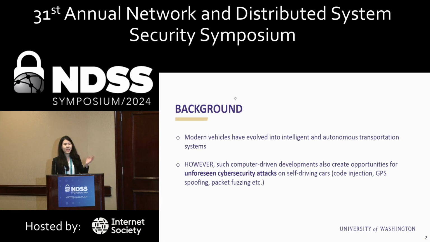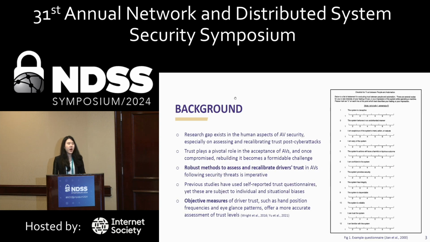All right, so the background to this research is that modern vehicles have evolved into intelligent and autonomous transportation systems. However, this very computer-driven development also creates opportunities for unforeseen cybersecurity attacks on self-driving cars, whether in the form of code injection, GPS spoofing, etc. Current research mostly focuses on the technical aspects of autonomous vehicle security. So there does exist a research gap in the human aspects of AV security, especially when it comes to assessing and recalibrating trust in the aftermath of these cybersecurity attacks.